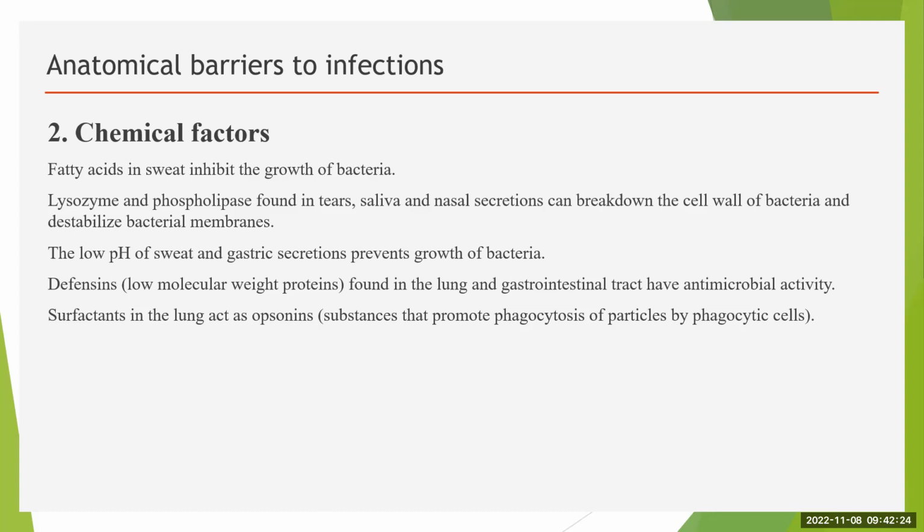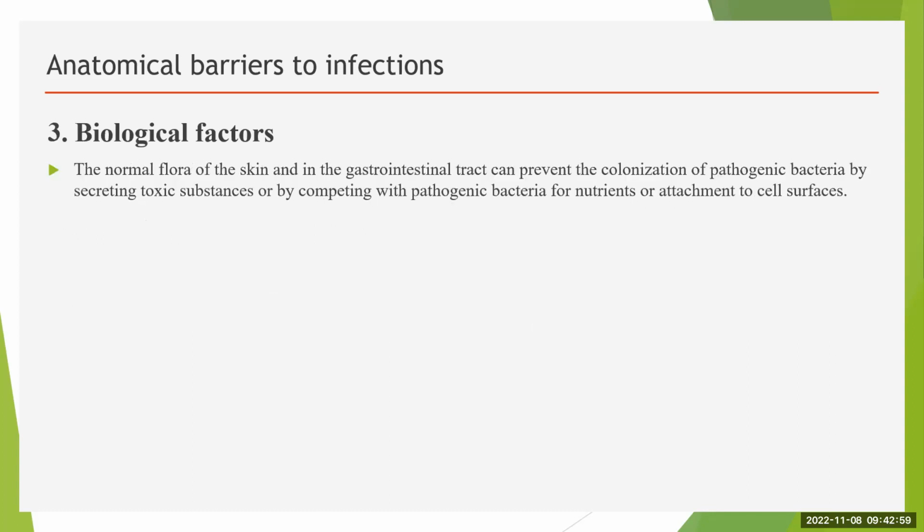Then we've got, of course, the defensins, which are found in the lungs and the gastrointestinal tract. All these have got antimicrobial activity. We've got the surfactants in the lungs, which act as an opsonin, in that whatever organism is determined to be foreign, these opsonins will coat it, more like sugar coating. And once it is coated with these opsonins, the phagocytic cells are able to identify them and then promote a state of phagocytosis, which then leads to elimination of these organisms.